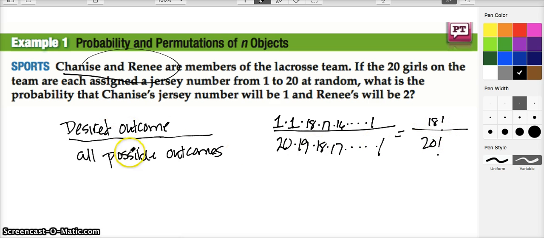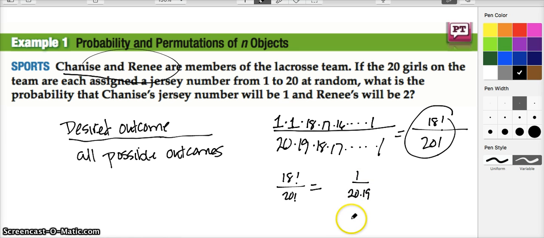So the desired outcome, the number of ways or the probability of this happening will be 18 factorial over 20 factorial. Well, let's think about it. 18 factorial over 20 factorial really is 1 over 20 times 19. I'm going to let you think about that for a second, and then I'm going to explain.